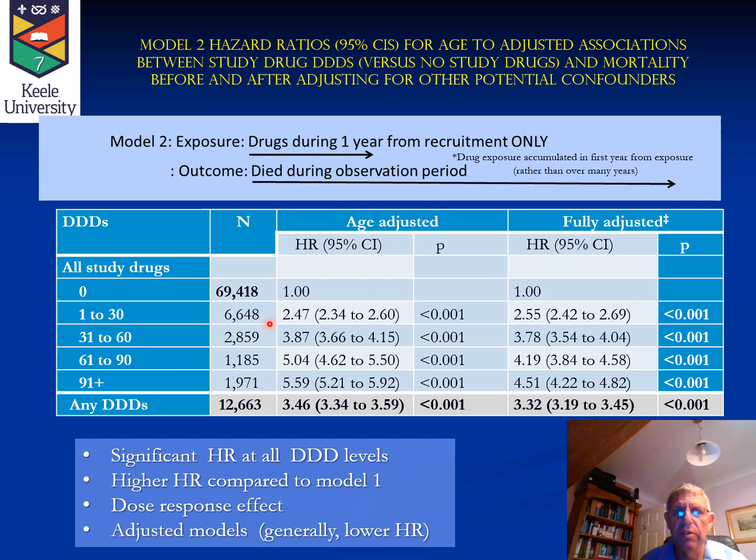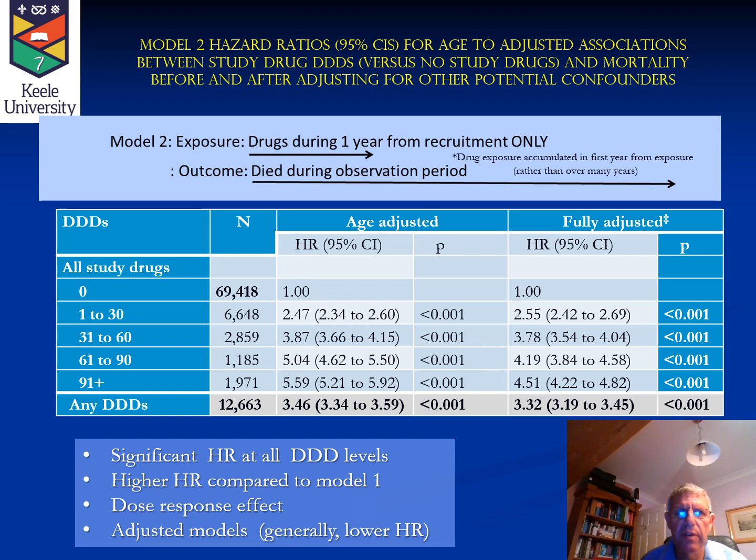And these hazard ratios are very high. Do you remember in the last table we were looking at hazard ratios of 1.5. Now we're looking at hazard ratios 2, 3, 4, 5. And in the fully adjusted model, we can again see their effect. So there does seem to be a dose effect association, even when we're controlling for all the other illnesses that people have.